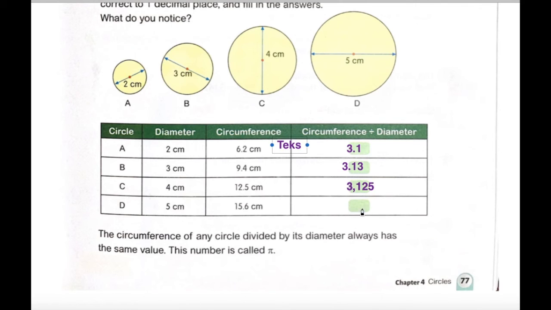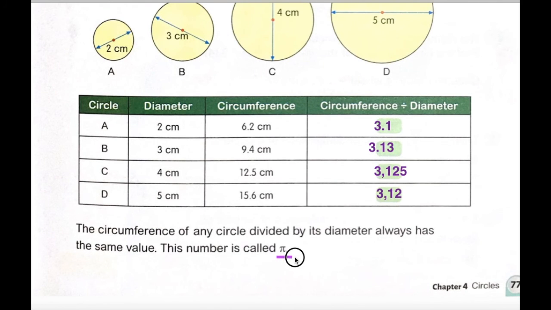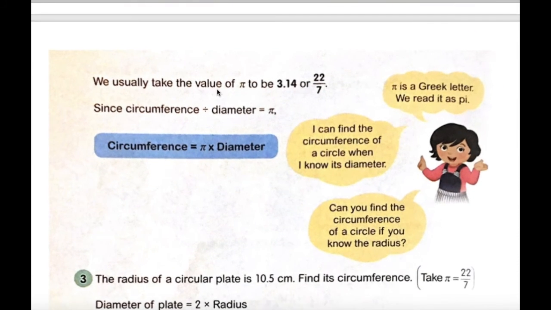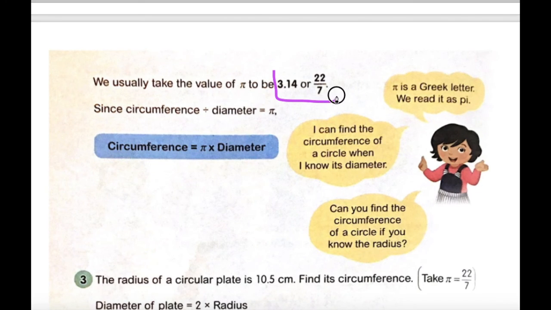And here, 15.6 divided by 5 will be 3.12. So, the circumference divided by the diameter is around 3.1. Because it always has the same value, this number is called pi. Bahasa Indonesianya pi ya, lambangnya seperti ini. Pi. We usually take the value of pi to be 3.14 or 22/7. Pi is a Greek letter. We read it as pi.